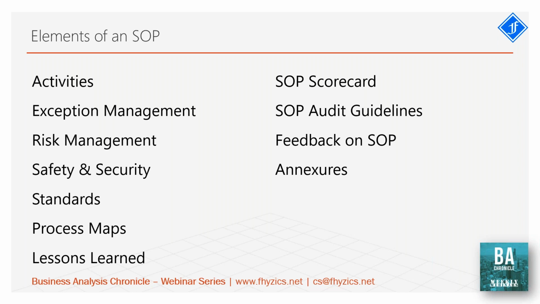Then process maps. Process maps are very, very important, no doubt. If I see an SOP without a process map, I don't believe that it is done in a nice manner. It is a very important part of an SOP, right? Then lessons learned. What are all the issues that happened in the past? When you do the stakeholder interviews while writing SOPs, they will tell you about an accident that happened, or a loss to the organization in terms of procurement. All those things need to be captured here.